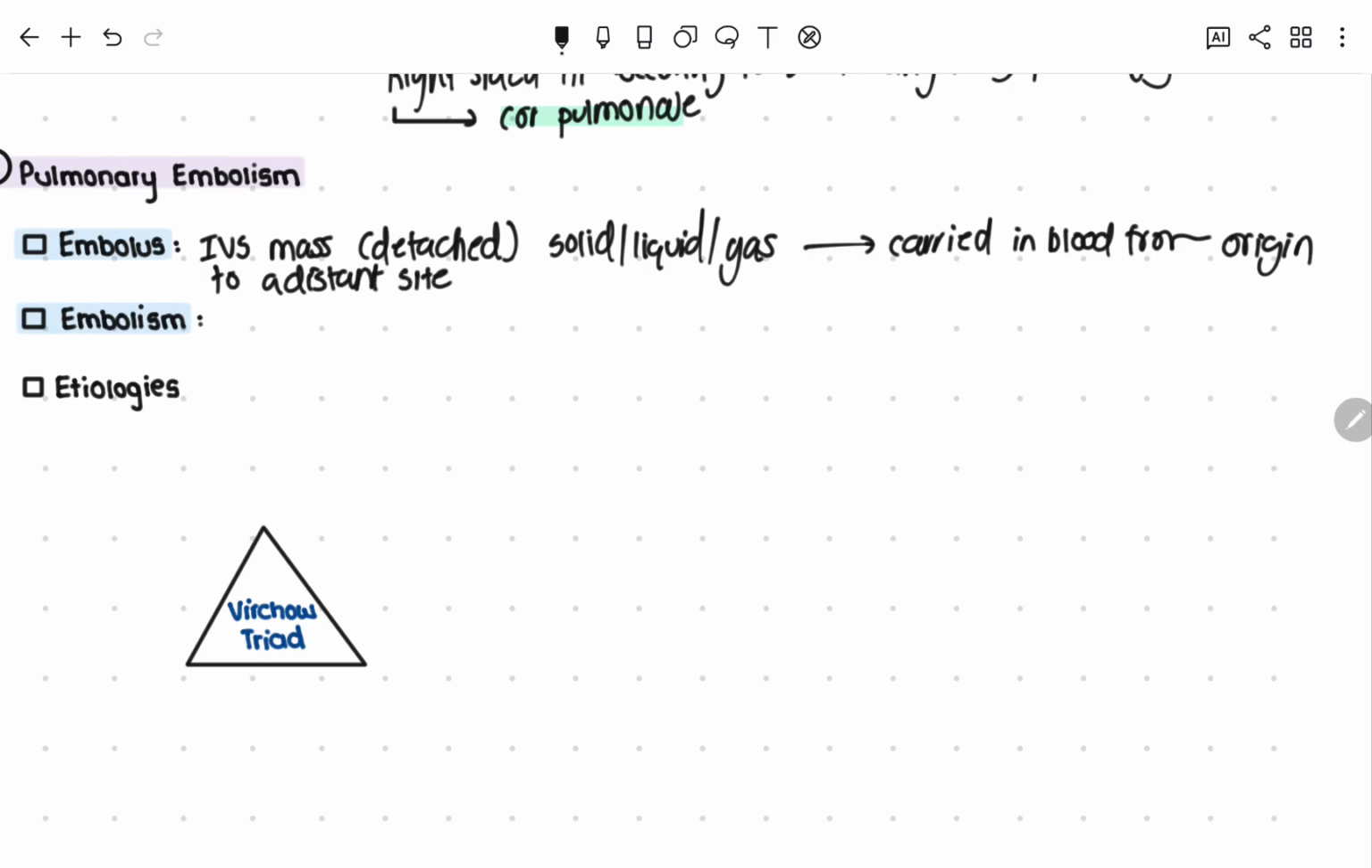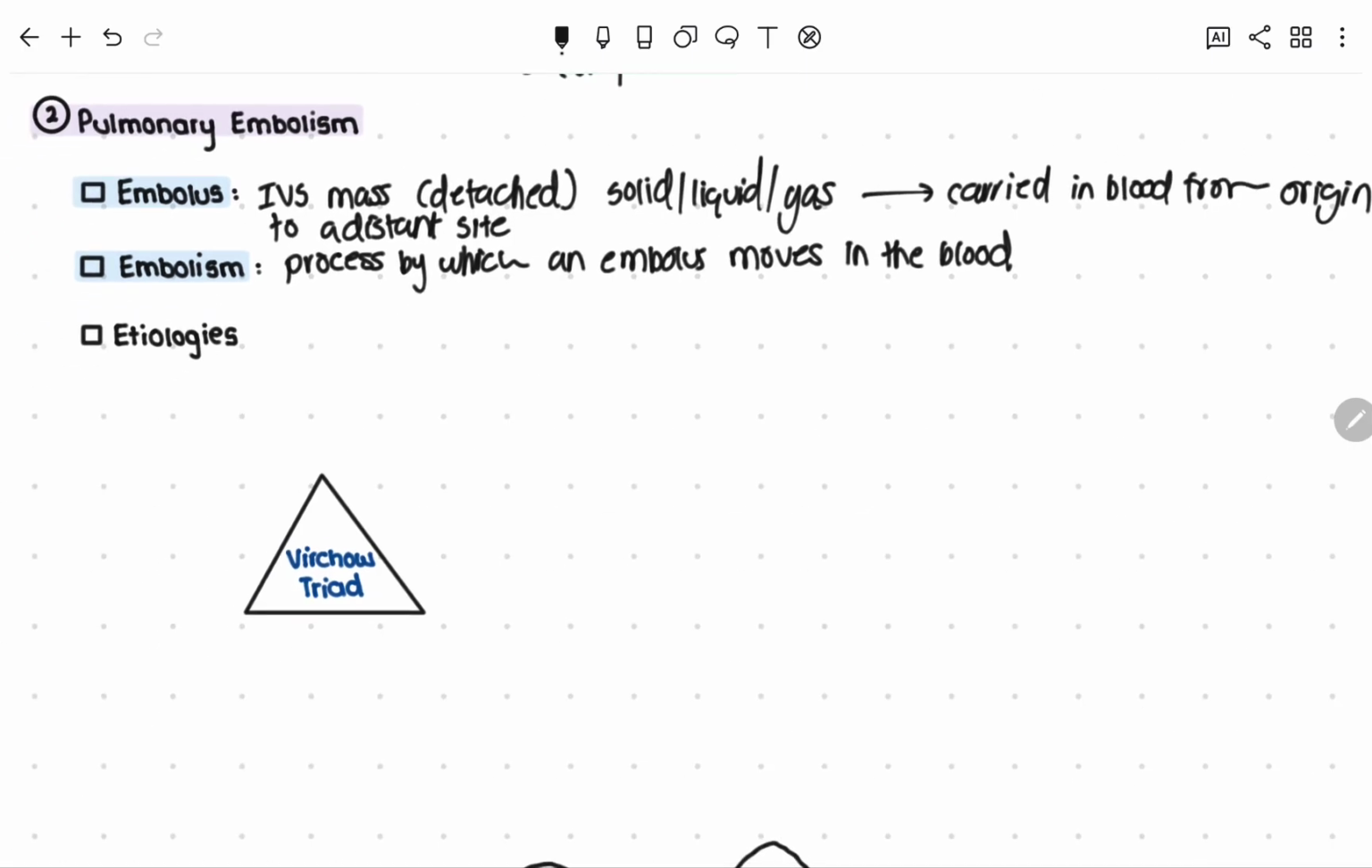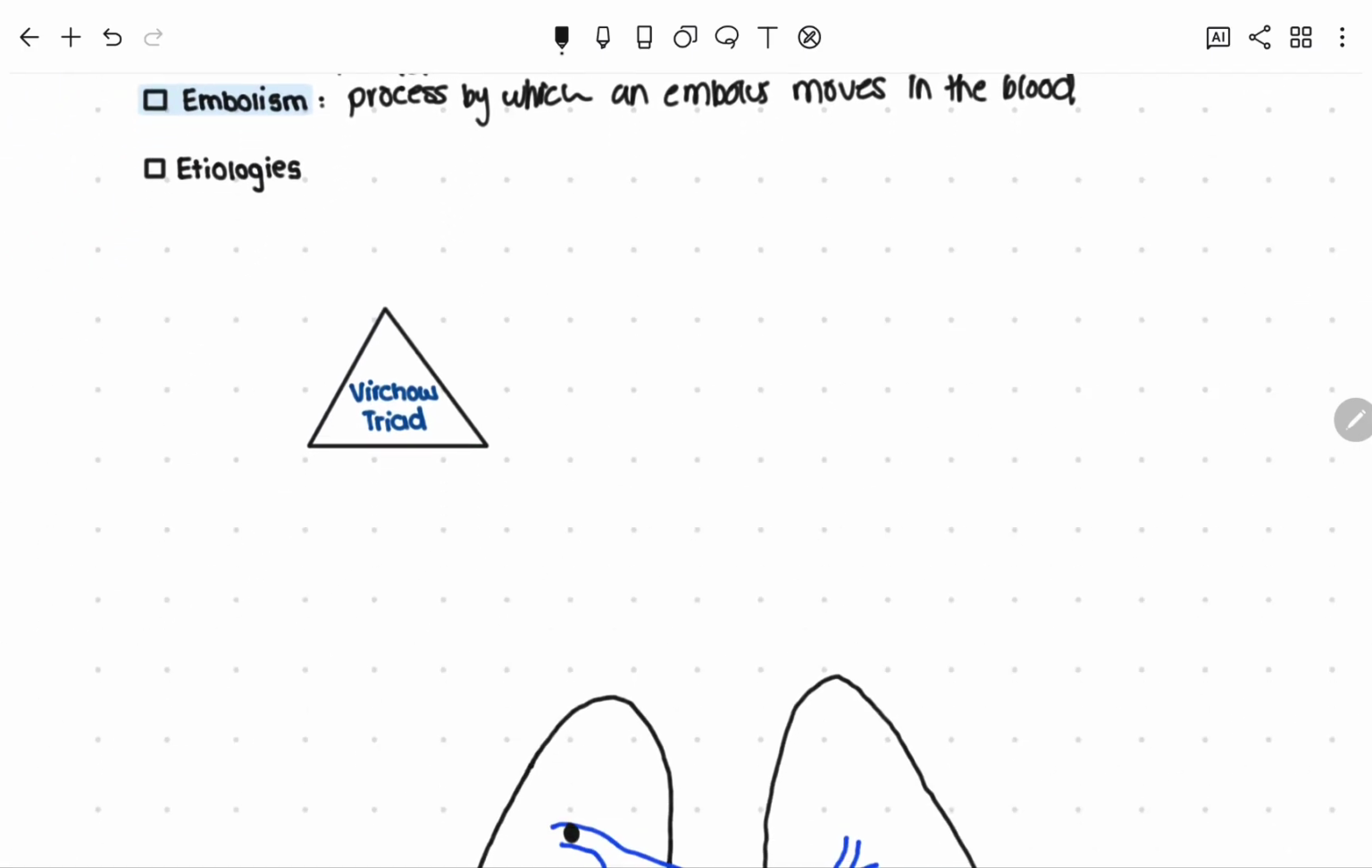And an embolism, or rather the term embolism, is basically the process by which an embolus moves in the blood. So those are just the two definitions to clear out the difference between them in a very simple way.